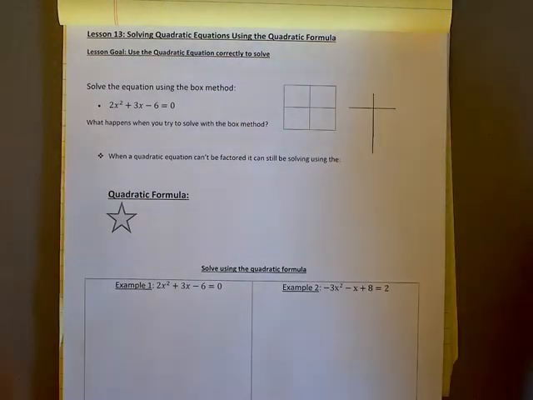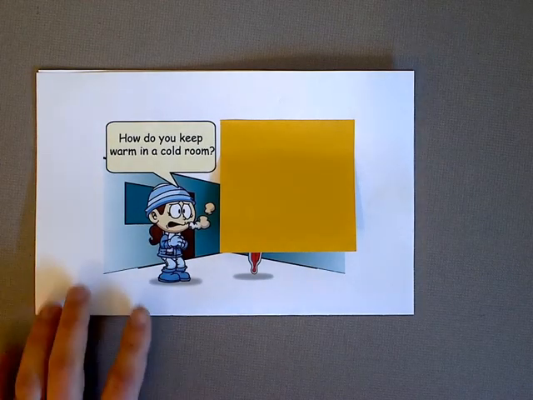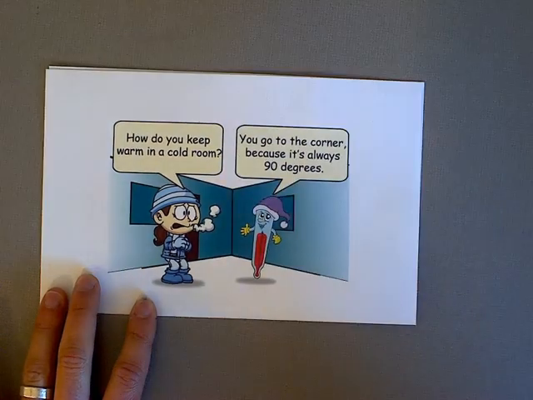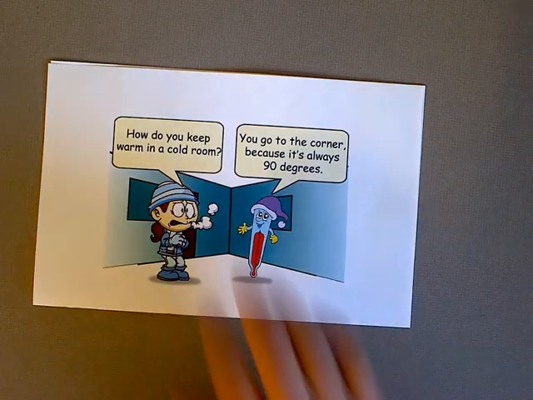formula. But first, here's a joke. How do you keep warm in a cold room? You go to the corner because it's always 90 degrees.